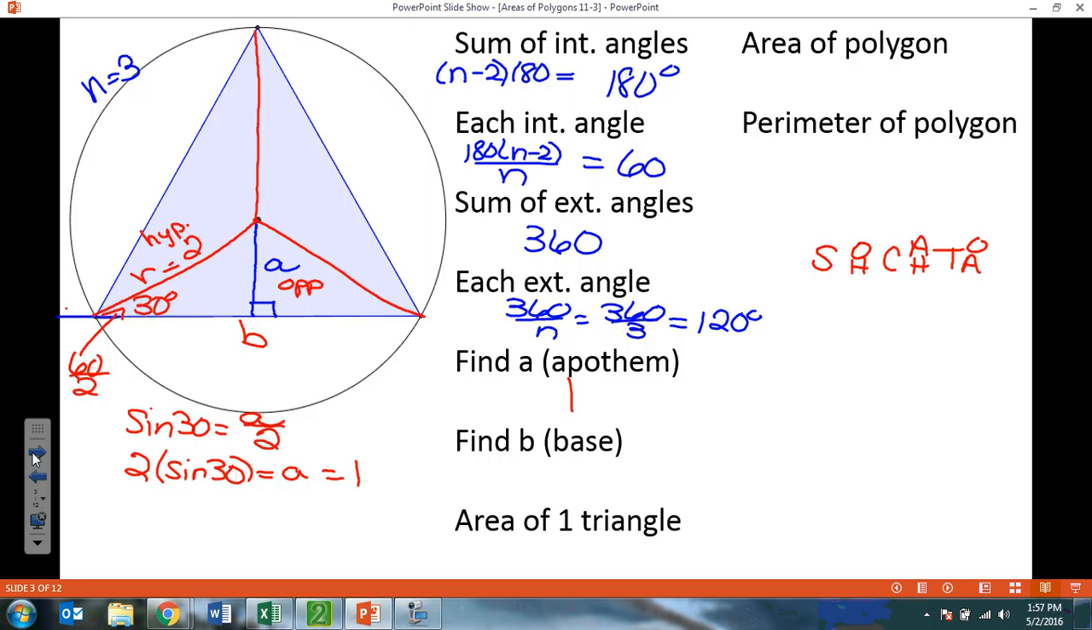Now we need to find our base. But the problem is we don't have the whole base. We just have this little guy that we're looking for first. And then we'll double it to find the whole base. So this little base is next to the 30-degree angle.